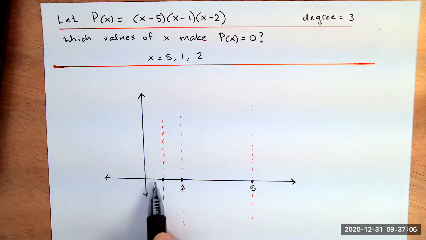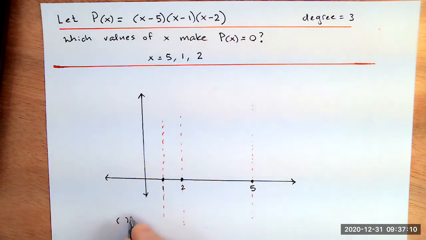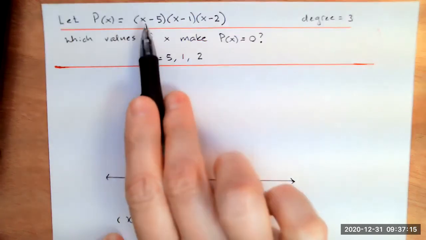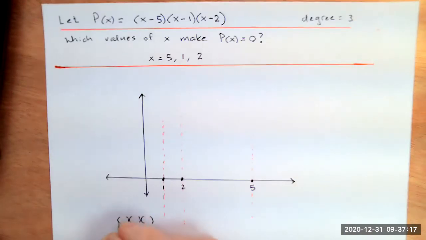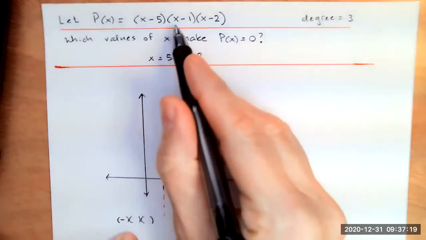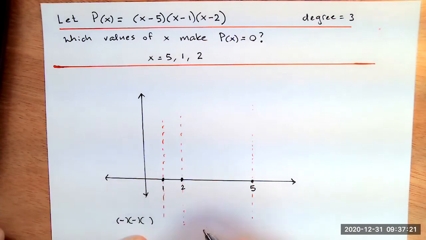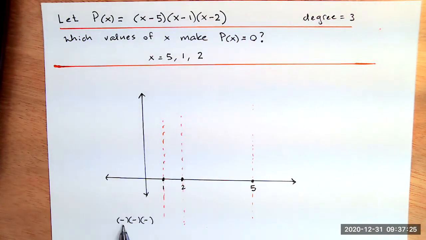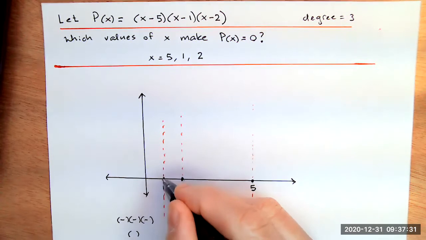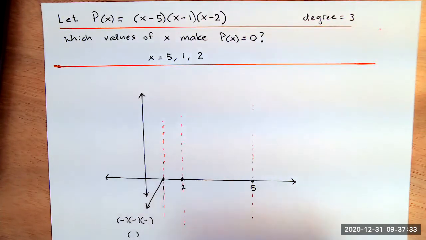So if we take a point over here, like 0, and plug it into our polynomial, 0 minus 5 is going to be negative, 0 minus 1 is going to be negative, 0 minus 2 is negative, a negative times a negative times a negative is going to be negative. So I know my graph is going to be negative in this region.